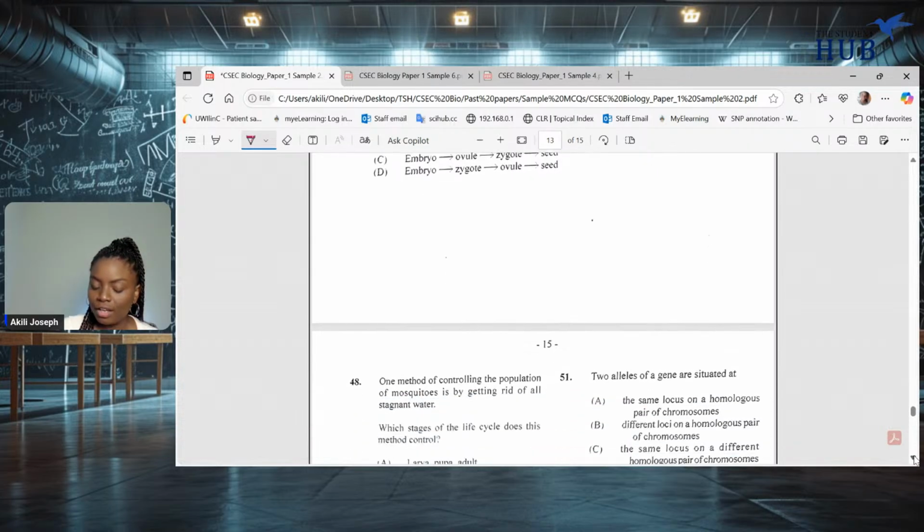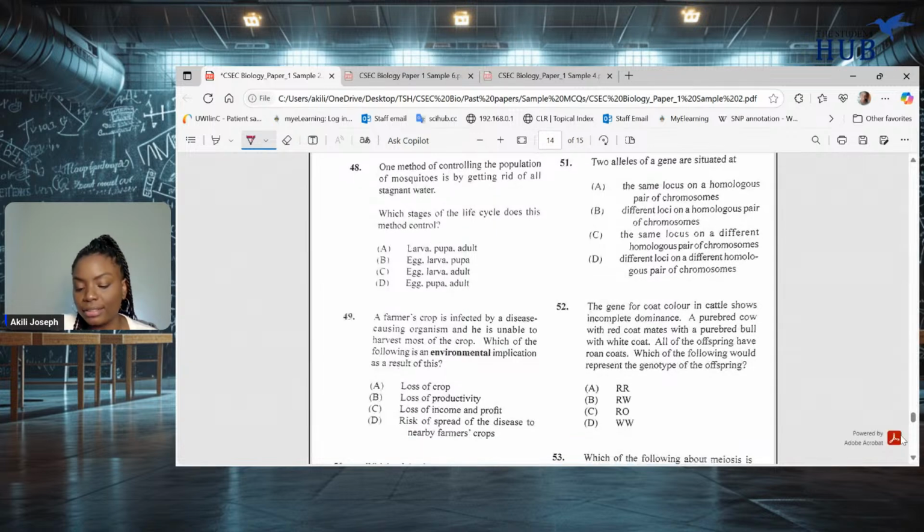So 47 is A. 48, one method of controlling the population of mosquitoes is by getting rid of all stagnant water. Which stages of the life cycle does this method control? They're asking which stages in the life cycle of a mosquito require water. All of the stages in the life cycle of the mosquito will require water except the adult stage. So any option with adult is going to be out. So the only correct answer here is going to be B.